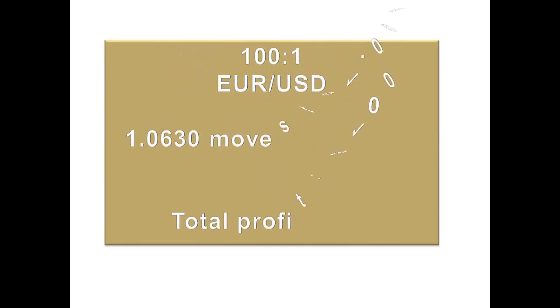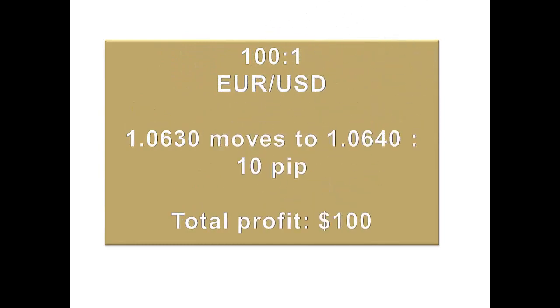Then the euro rate rises from 1.0630 to 1.0640 and you decide to exit the trade. By that, you have made a 10 pip profit. Therefore, you will see that you have gained $100 profit. If you had not traded with leverage, then you would have only gained a profit of $1.